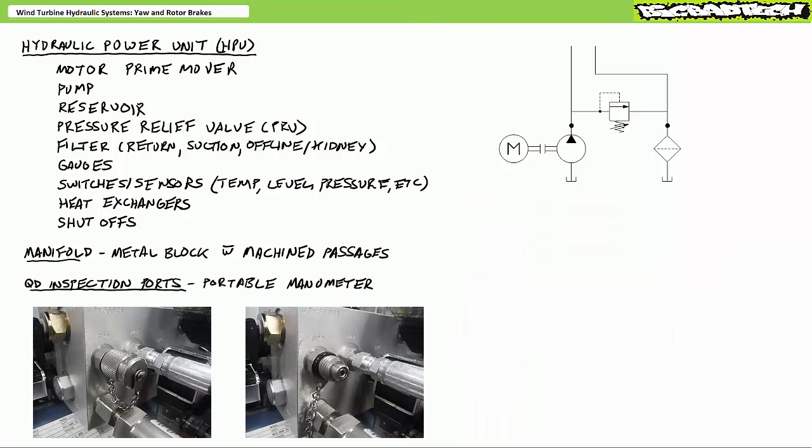Somewhere on the manifold, there may exist one or more quick disconnect inspection ports that allow a technician to take a pressure reading at specific points in the hydraulic system using a portable manometer. To take a reading with a portable manometer, the inspection port cover is removed and the portable manometer inserted. When properly seated, the check valves in both the quick disconnect port and the manometer are pushed off their seats to allow pressure reading to be taken. It is incumbent upon any technician taking a pressure reading to cover the port after use to prevent contaminants from being introduced into the system.